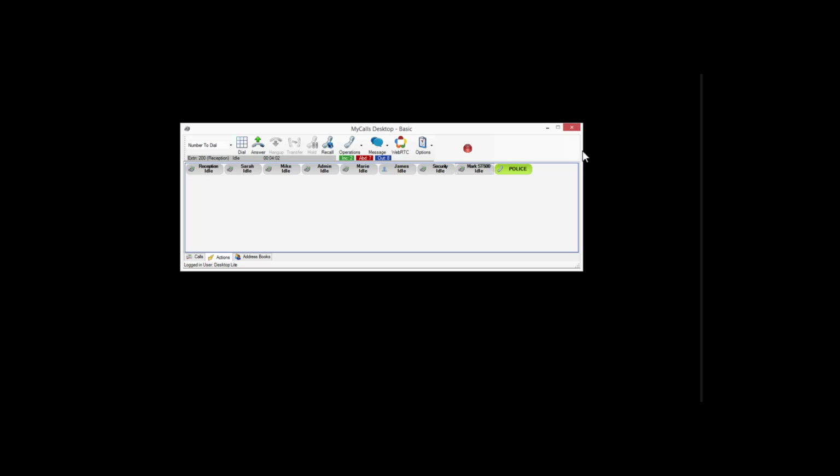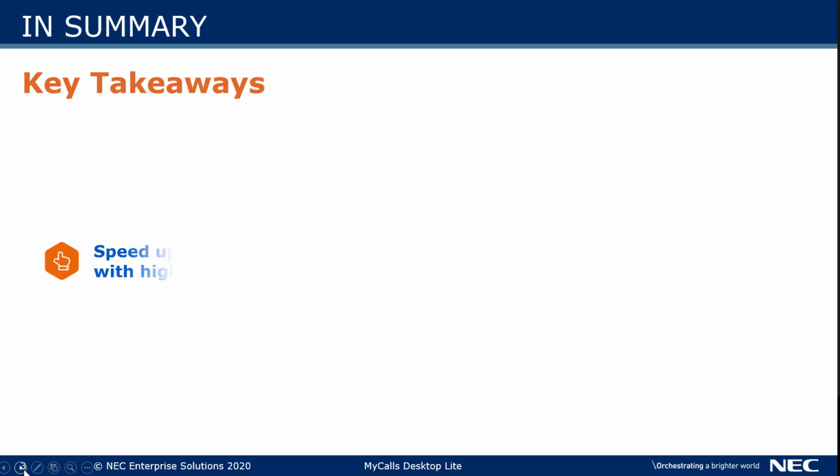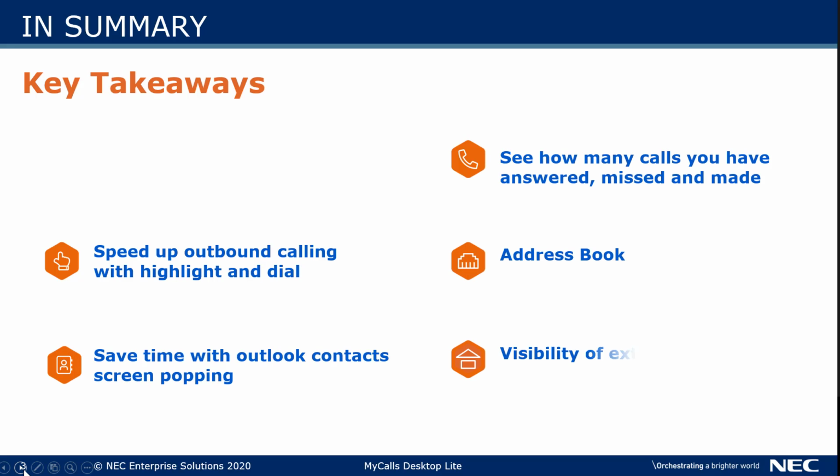Let's get back for a summary. That was MyCalls Desktop Lite. Some summaries and some takeaways for you. It can speed up the outbound calling with highlight and dial, whether that's in a Word document, an Excel, on a website, Yell.com, the biggest database in the world. If you want to, it saves you a huge amount of time. And just do those sums.